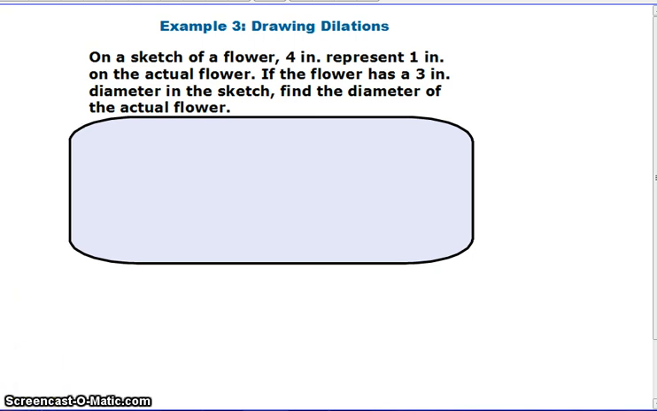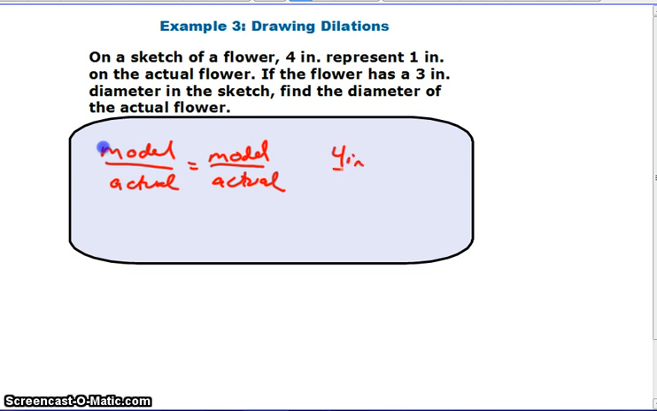Model over actual equals model over actual. I love using proportions for this kind of thing. So 4 inches is the model over actual 1 inch. And if the flower has 3 inches diameter on the sketch, 3 inches is in the numerator, equals what diameter of the actual flower, right?